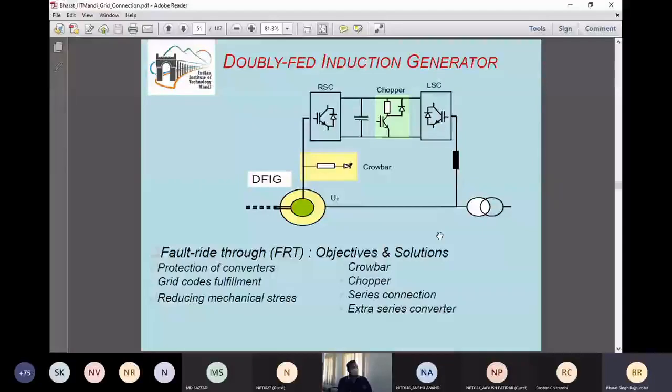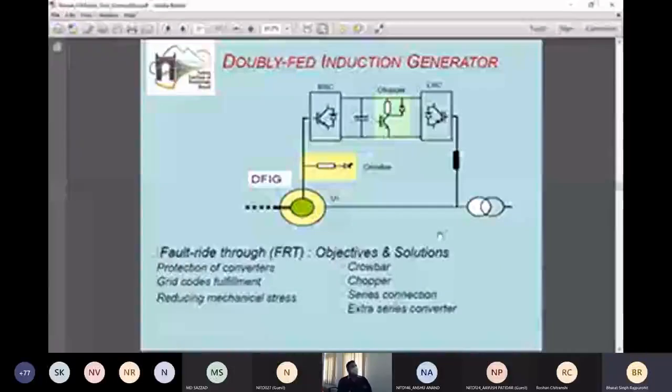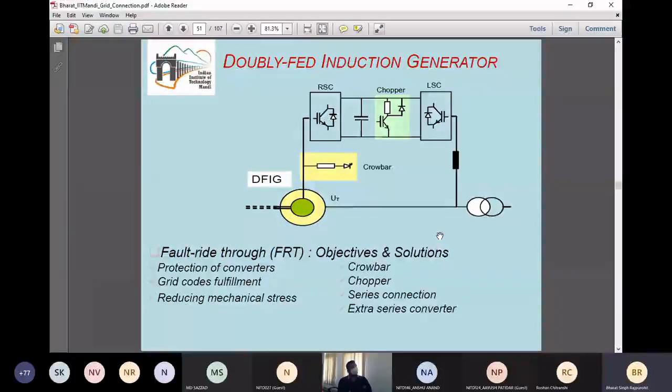The prime responsibility of this rotor side converter is to control the active and reactive power of the doubly fed induction generator. How is it doing that? It is able to inject the active and reactive power into the rotor side. It is also able to take the active and reactive power out of the rotor. So in both ways it is able to inject as well as absorb active and reactive power. That's why this overall scheme is also known as a doubly fed induction generator.